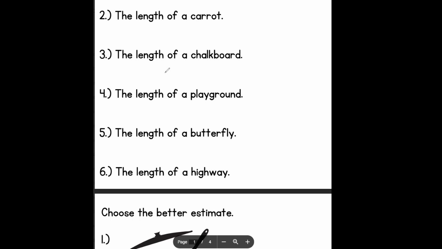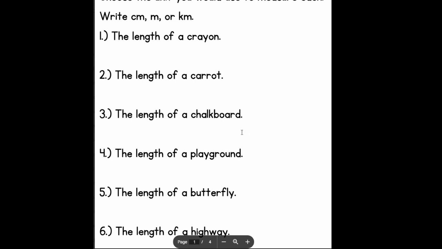The length of a chalkboard, you'd probably do in meters, because it's not exactly a walk. A meter is like the size of your room maybe, or the size of a couple textbooks lined up. The length of a playground you definitely have to measure in meters. The length of a butterfly would be in centimeters because butterflies are pretty small. And the length of a highway would definitely be in kilometers. All these measurements are interchangeable, so it really depends on the situation.